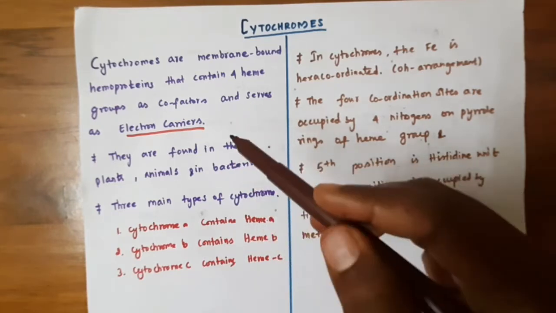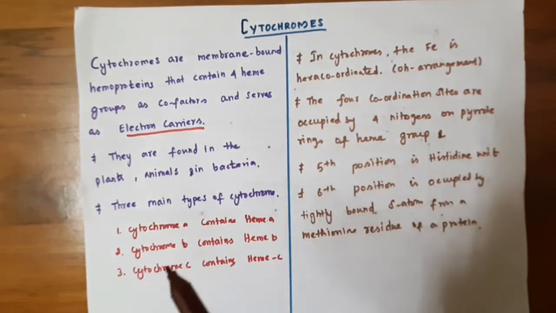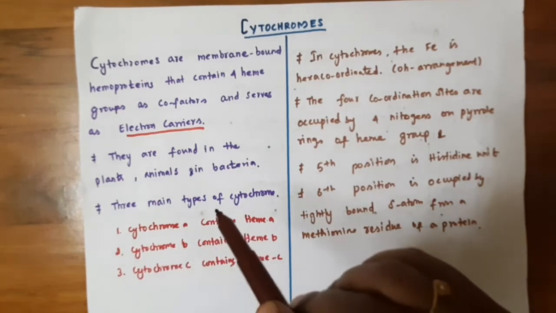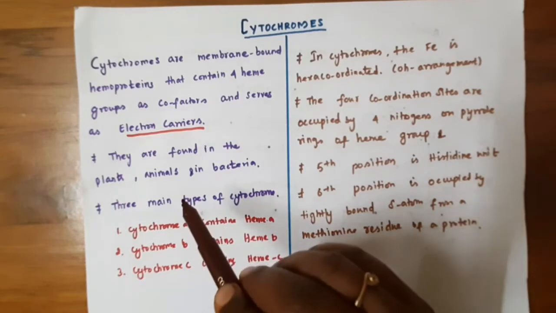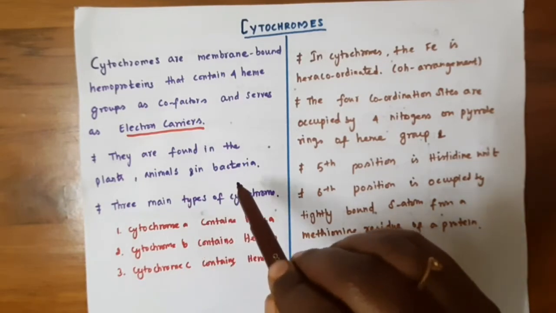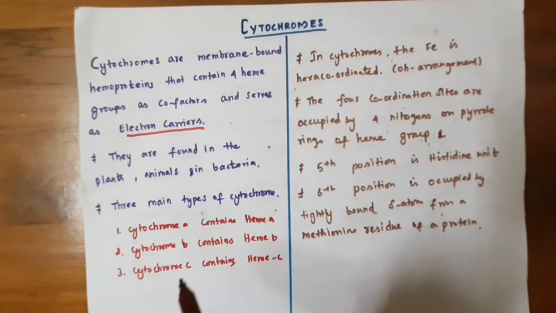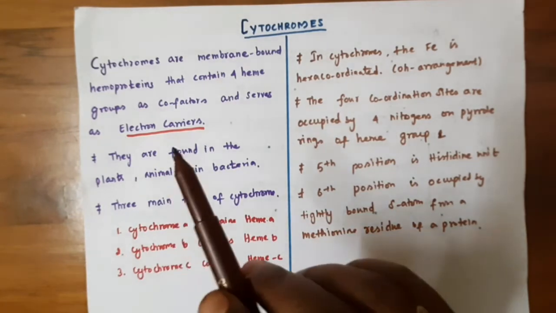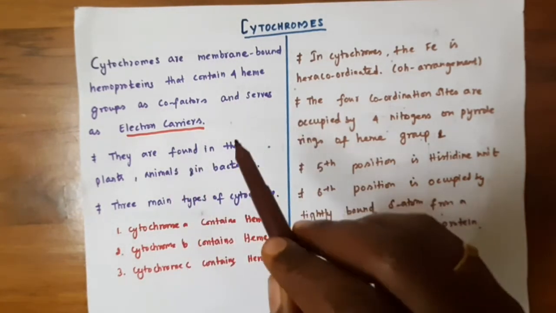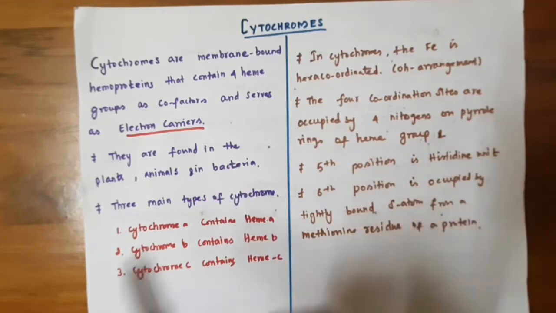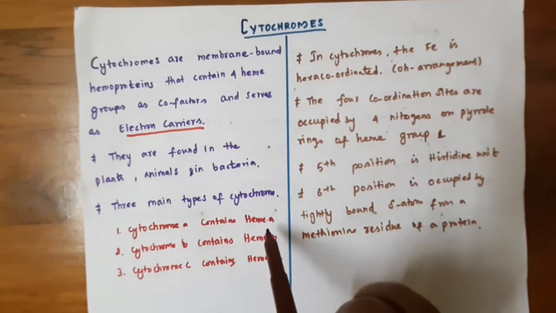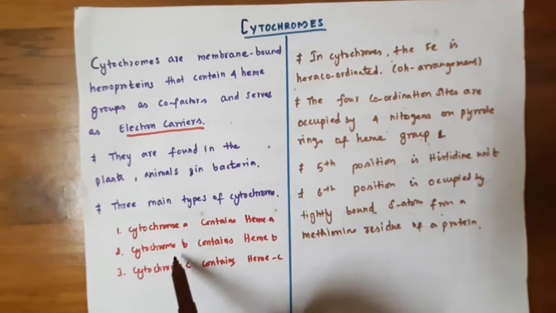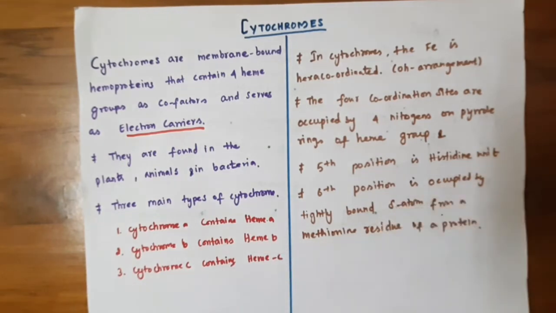The cytochromes are mainly found in the chloroplast of plants, and they are also present in the mitochondria of the plants. They are also present in some animals, and bacteria also contain cytochromes. Basically there are four types of cytochromes. Among the four types, the three major types of cytochromes are cytochrome A, B and C. Cytochrome A contains heme A. Likewise, cytochrome B contains heme B, and cytochrome C contains a prosthetic group called heme C.